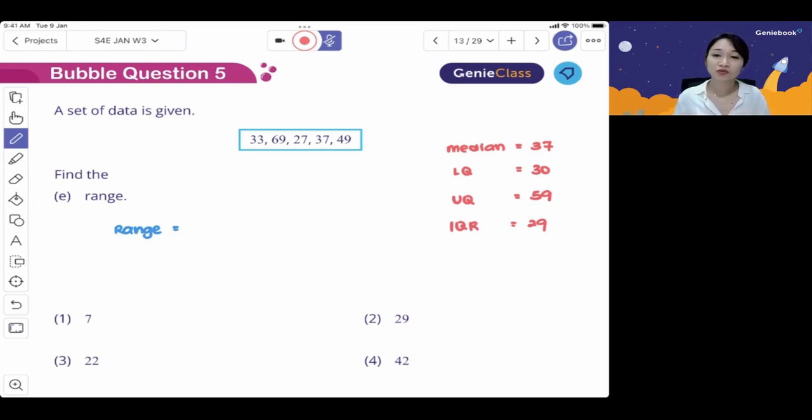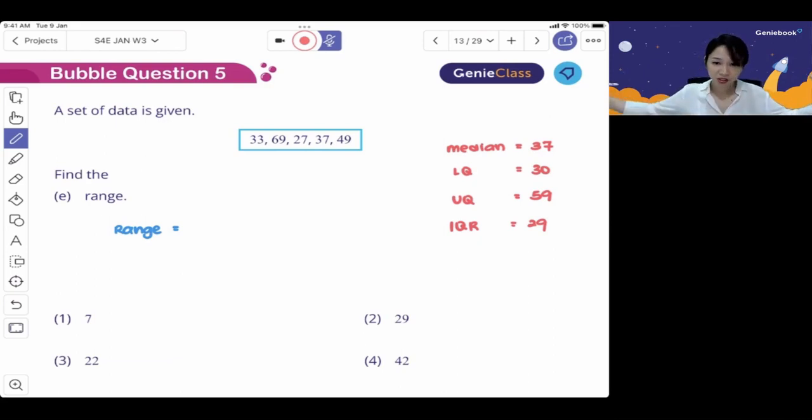Okay, so what does range mean? Let's say I am teaching a class of 40 students, and I have students that scored from 10 marks to 90 marks. So what will I say the range of marks is? Their scores ranged from 10 to 90, right?